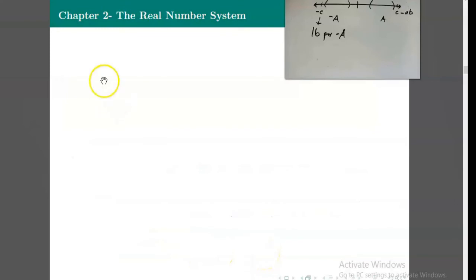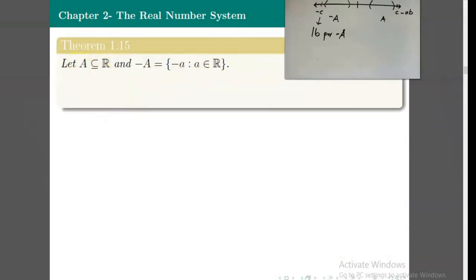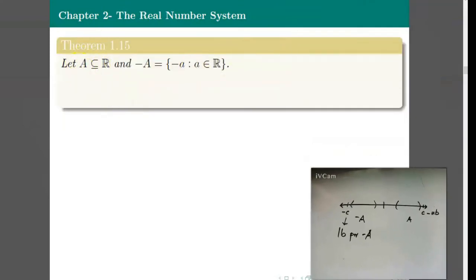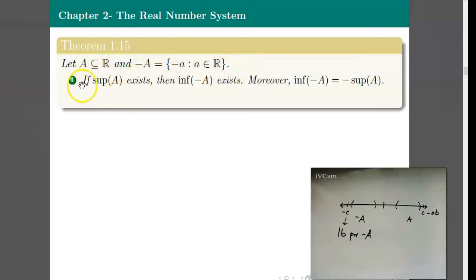So let's have the next theorem. Let A be a subset of the real numbers R, and let negative A be the negative of set A. First statement: if the supremum of A exists, then the infimum of negative A exists. Moreover, the infimum of negative A is equal to the negative supremum of A.